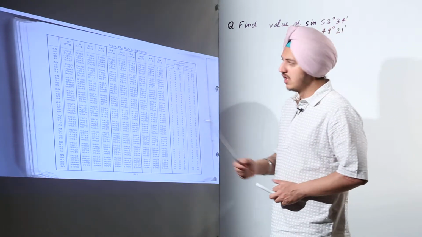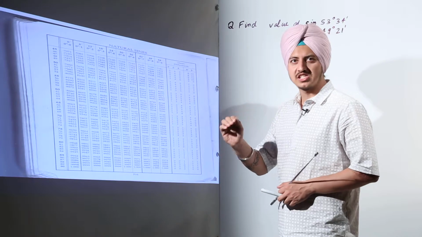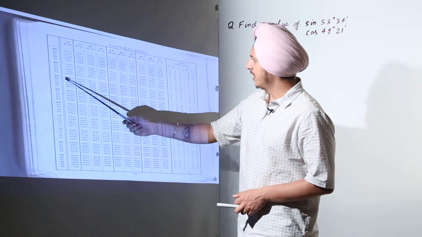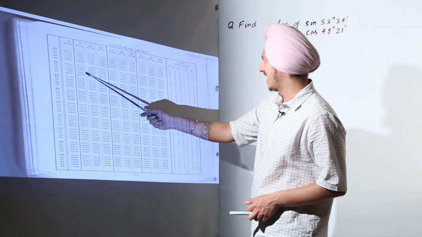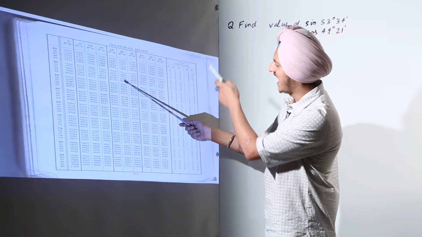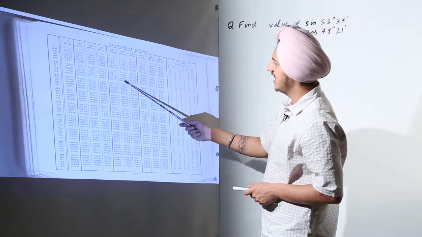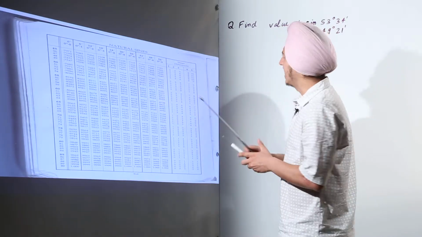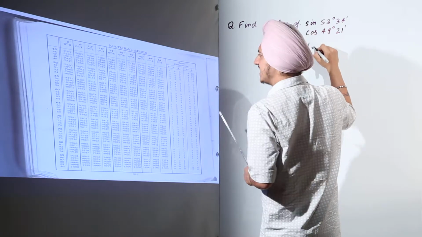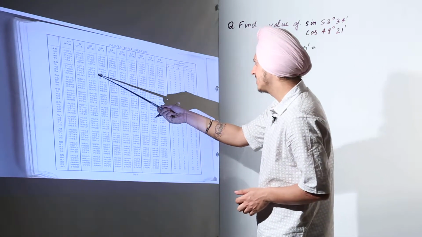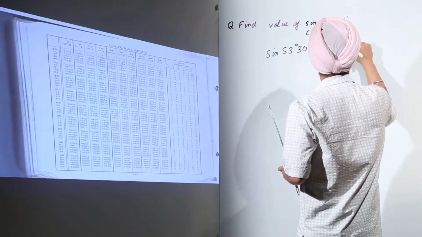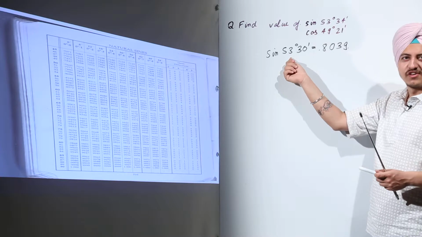To find 34 minutes, we find a number that is just less than 34 in these 10 columns. It is 30, right? So I'm going to move along sine 53 towards this side until I reach 30. The value which falls under 53 degrees and 30 minutes is 0.8039. That means sine 53 degrees 30 minutes is equal to 0.8039.